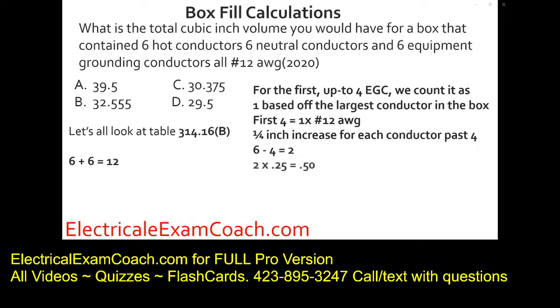For each one of those, it's going to be a 1/4 inch increase. Take 2 multiplied by 0.25, that equals 0.50. Then we have our 1 original. Then we have 0.50 add-on. So that gives us 1.50 grounds. We need to take and add that back to the 12. So we take our 12 plus our 1.50. Then we multiply that by the individual volume for a number 12, which is 2.25. And we end up with 30.375.